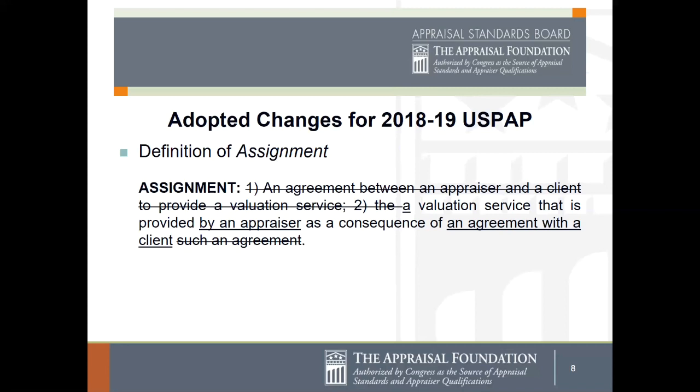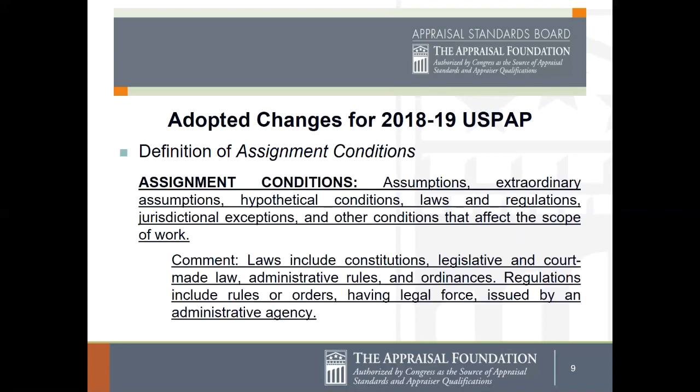The next change looks like we've got a change in the definition of assignment. What was that change made for? Well, the existing definition addressed both the client-appraiser agreement to provide a service and the service itself. There were some areas in the existing USPAP where it was really unclear whether the term assignment meant the service or the agreement. The Appraisal Standards Board considered other terms for the word agreement, but decided it was unnecessary. So the definition was edited to be more direct.